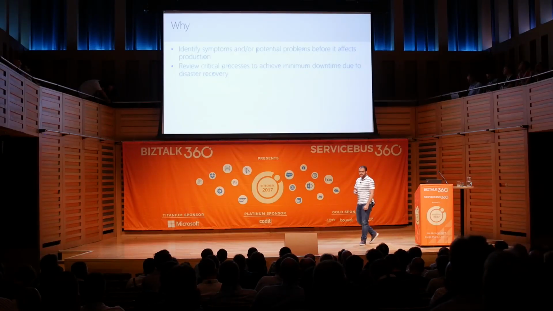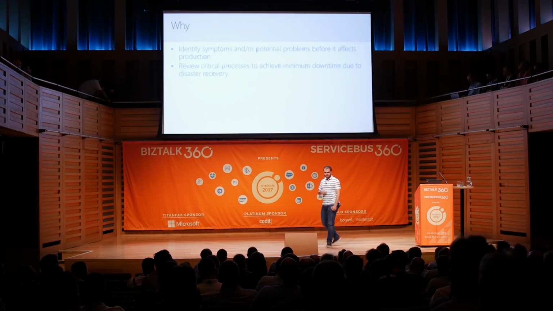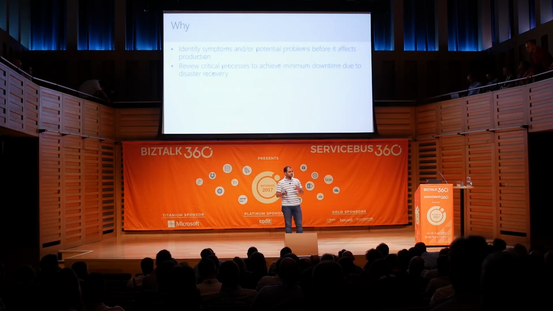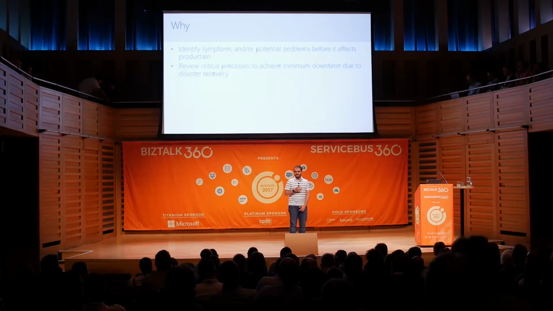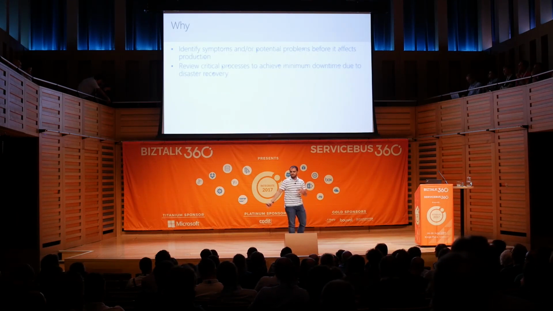The second thing is reviewing critical processes. Sometimes not all of your host instances or parts of the integration solution are equally critical to the business. Some of them are very resource intensive, and if one of them fails, it is going to affect the whole business. And some of them are just transforming and copying files from one end to another.